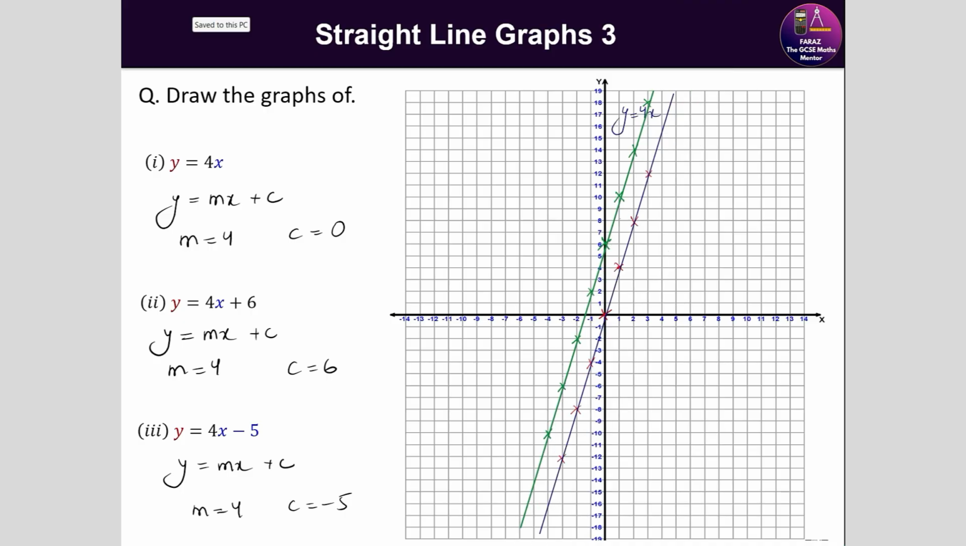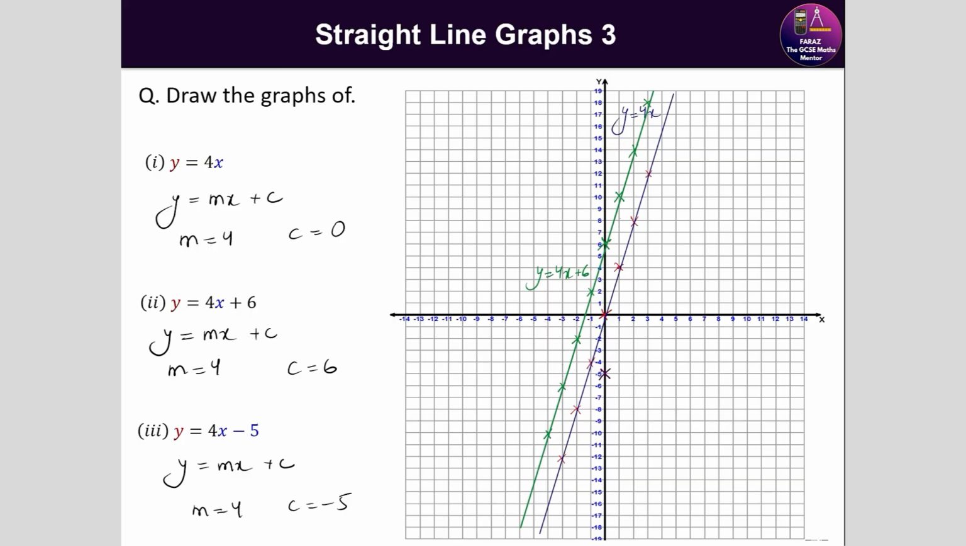So this line's equation is y equals 4x plus 6, the green one. And the last one is y equals 4x minus 5. Gradient is still 4 there, but now the line starts at 0 comma negative 5. So we have to look for 0 comma negative 5. Same steepness, just lower down.